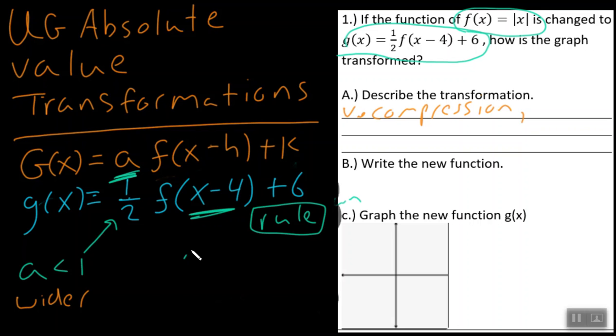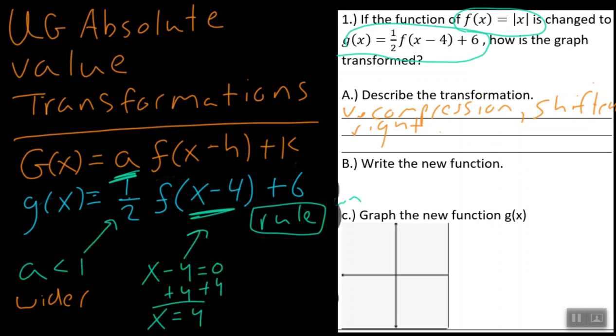Let's see the next thing. Inside the function, we have x minus 4, which means you always want to set that equal to 0. Now, what's the opposite of minus 4? That's plus 4. So if x is equal to a positive 4, what that means is that our graph shifted to the right. It shifted to the right by 4 units, comma.